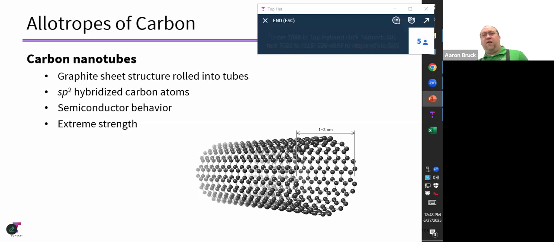And they eventually developed into things like these nanotubes, where we take that graphite sheet structure and roll it out into tubes. Again, the diameter of the tube is in the 1 to 2 nanometer range. And we get some semiconducting behavior out of it because of the way that the arrangement of the electrons is there. We also get extreme strength out of these nanotubes.